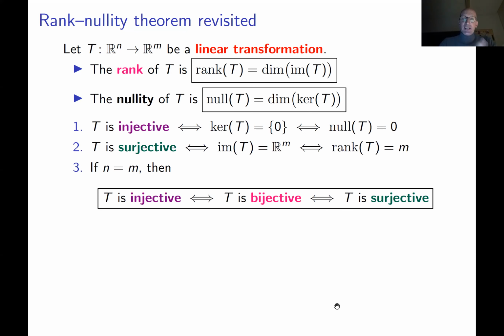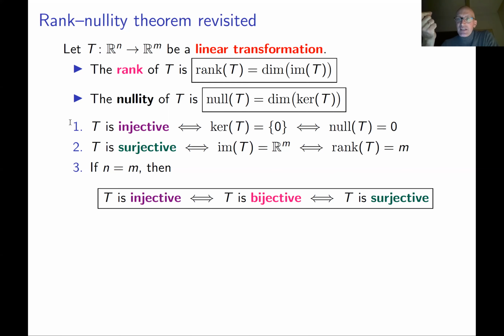And we have this criterion. T is injective if and only if the kernel of T is zero, if and only if the nullity of T is zero. Here the first zero is the zero vector space, and the second zero is a number. Similarly, T is surjective onto if and only if the image of T is the whole space Rm. This is basically by definition. And this is if and only if the rank of T is m. Okay, and this is a special case of what we already discussed when we defined the inverse of a matrix.